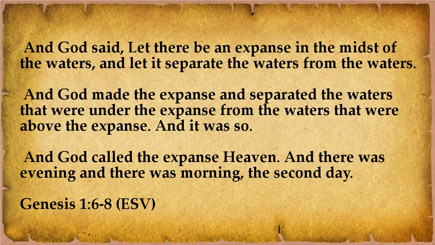Verse 6 of Genesis 1: And God said, let there be an expanse. Expanse basically means a canopy or a covering in the midst of the waters, and let it separate the waters from the waters. And God made the expanse and separated the waters that were under the expanse from the waters that were above the expanse, and it was so. And God called the expanse heaven, or sky as the text actually reads. And there was evening and there was morning, the second day.